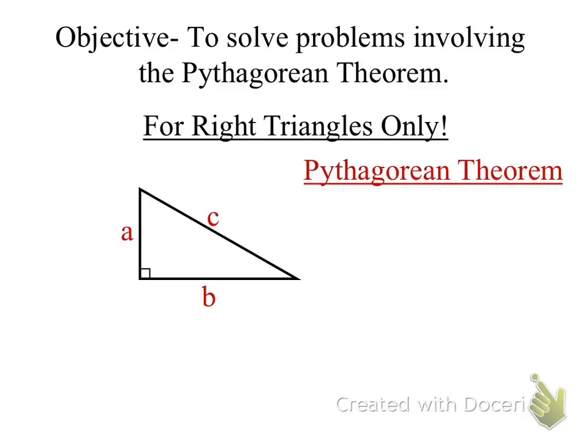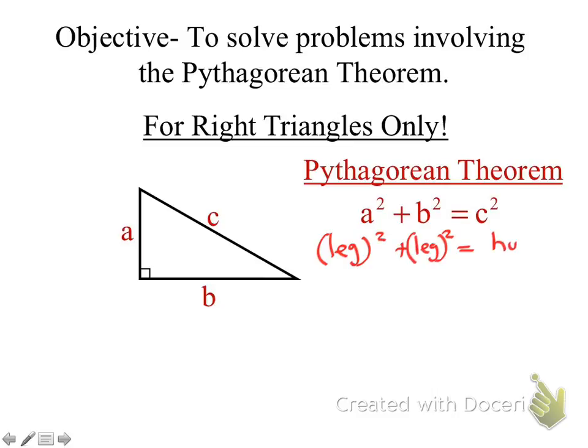Okay, and so the formula goes like this. It's always leg squared plus leg squared equals the hypotenuse squared. Okay, leg squared plus leg squared equals the hypotenuse squared. Okay? So these, again, are interchangeable. It doesn't matter what you call A and B. It matters what you call C.